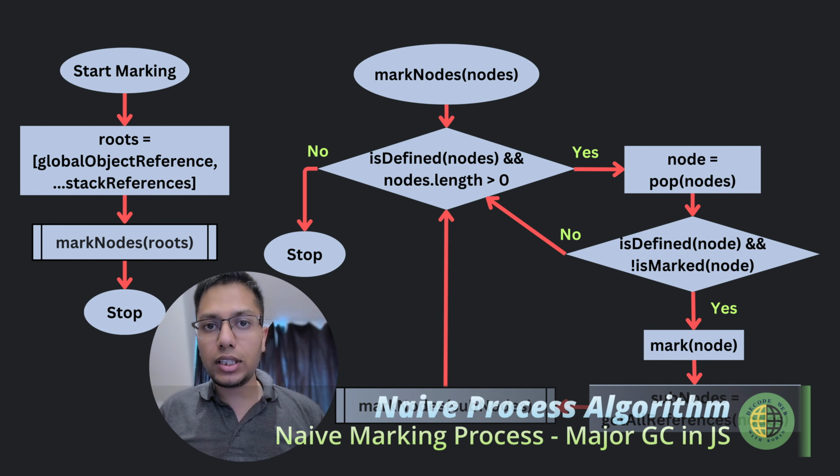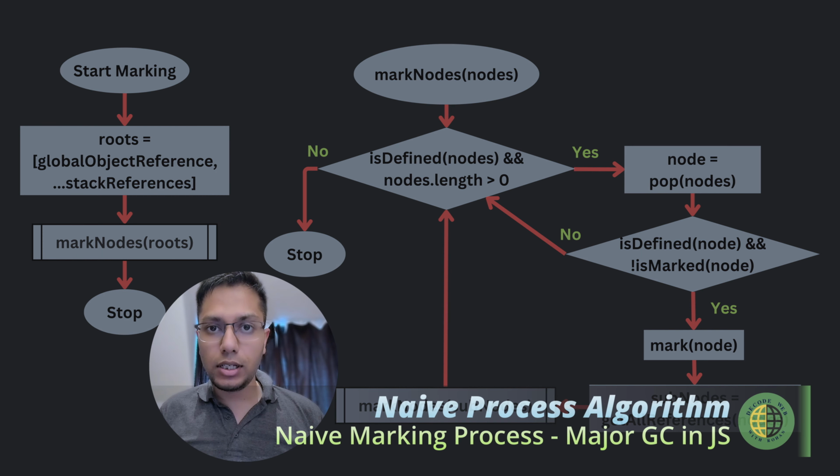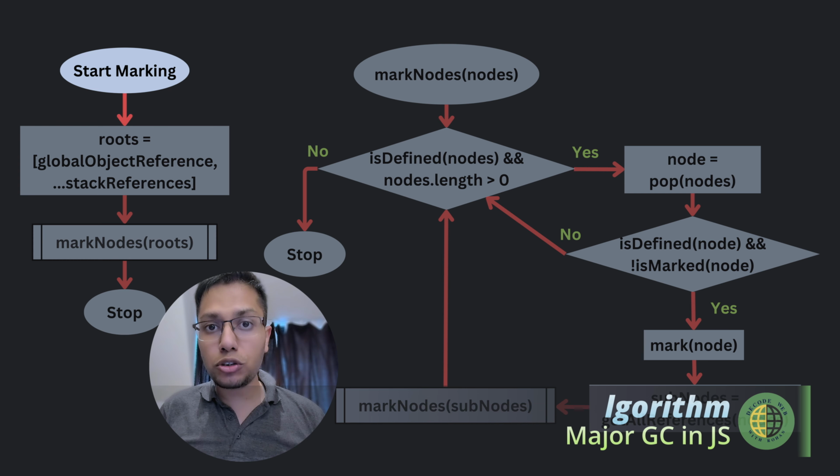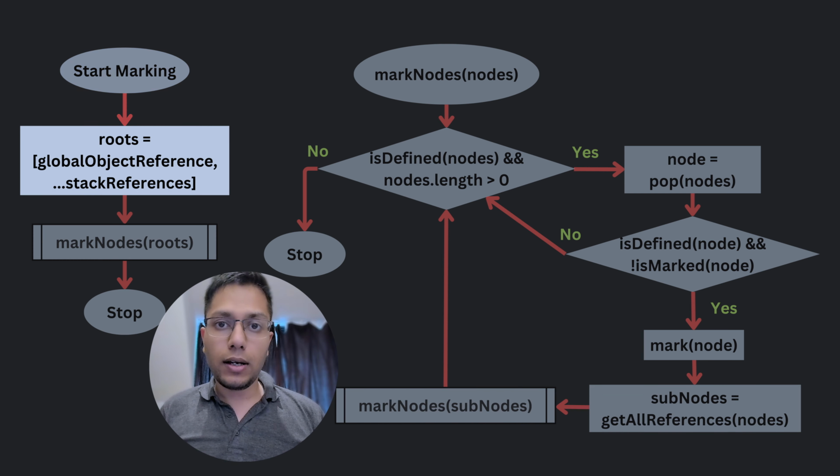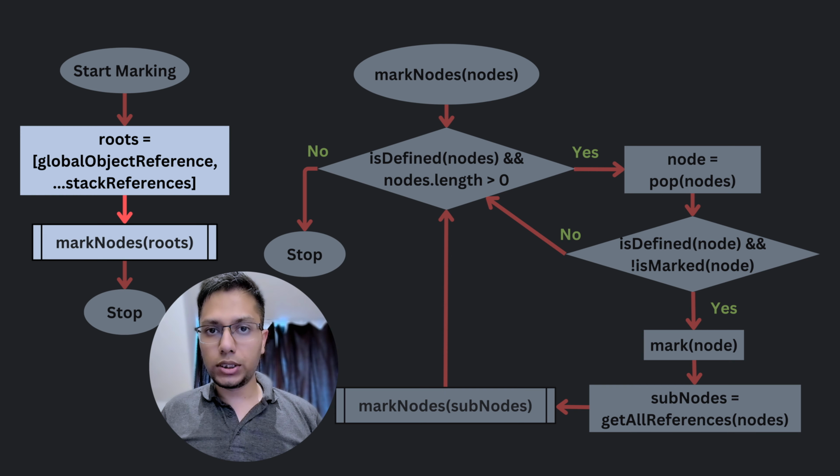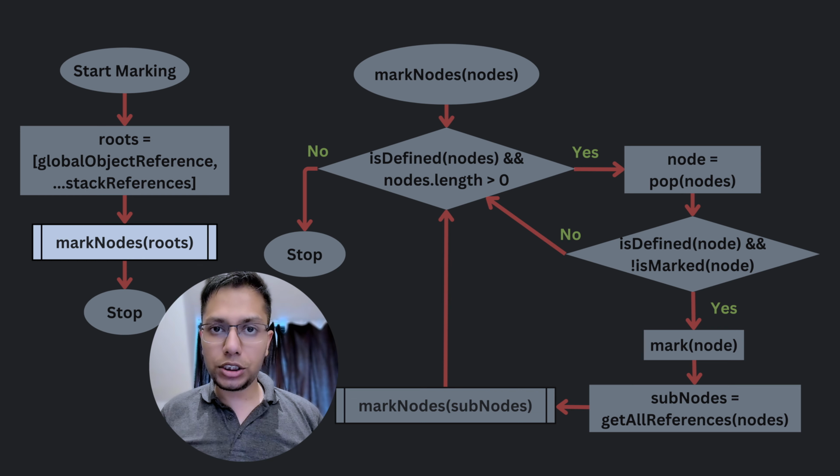Now, let's start with the marking process algorithm itself. The garbage collector has to traverse through an entire graph of objects. The starting point, of course, is the references that are found in the execution stack along with the global object references. Using these references, we can access the root nodes. Once it has all the root nodes, then it will start marking the nodes using an algorithm that is known as the recursive depth first search algorithm.